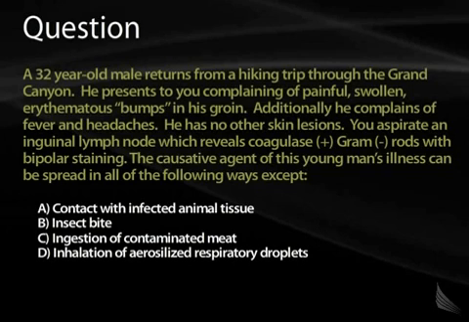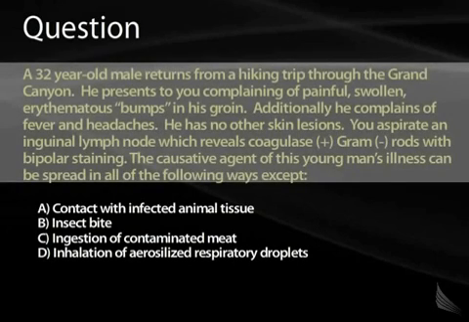Next question. A 32-year-old male returns from a hiking trip through the Grand Canyon. He presents to you complaining of painful, swollen, erythematous bumps on his groin. Additionally, he's got a fever and headache, but no other skin lesions. You aspirate the inguinal lymph node, and that reveals coagulase-positive gram-negative rods with bipolar staining. The causative agent of this young man's illness can be spread in all of the following ways except.